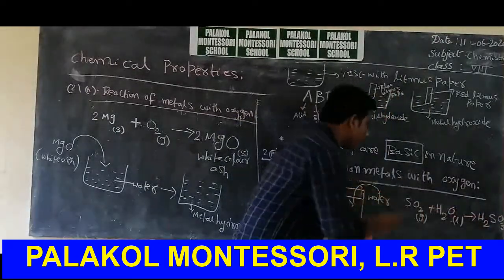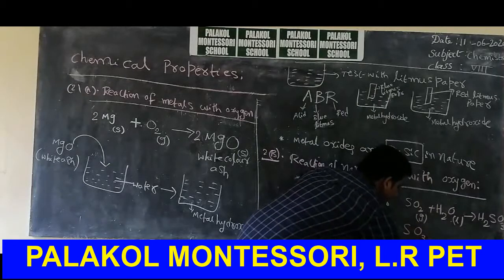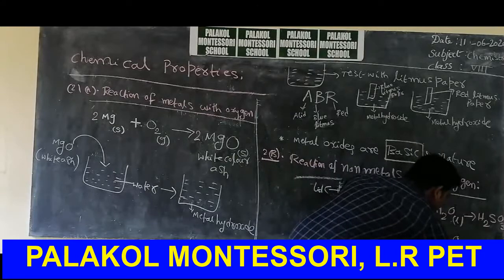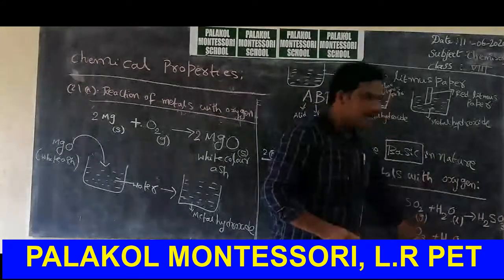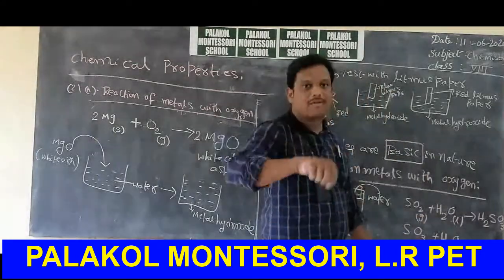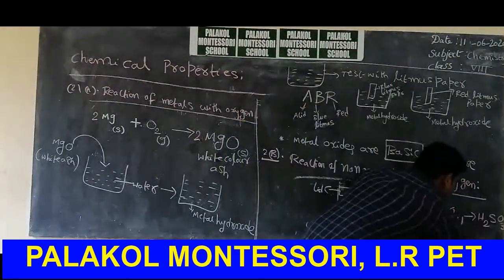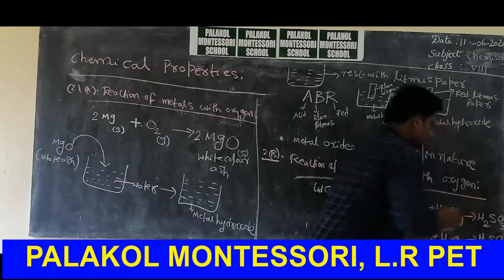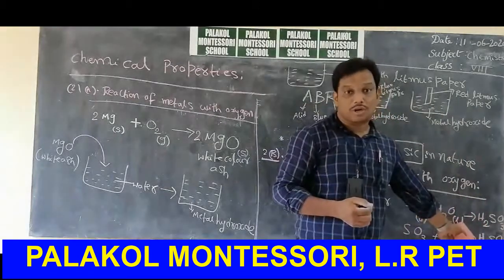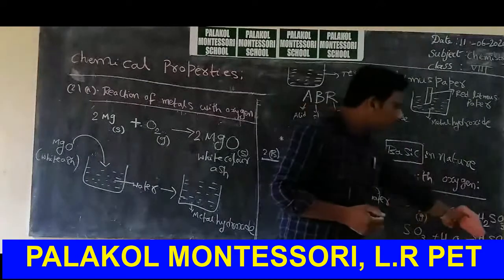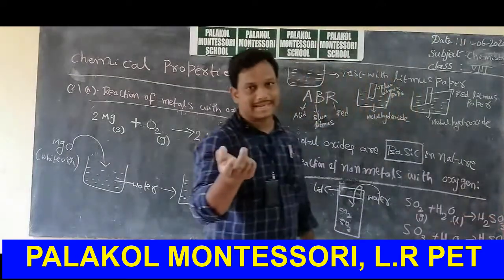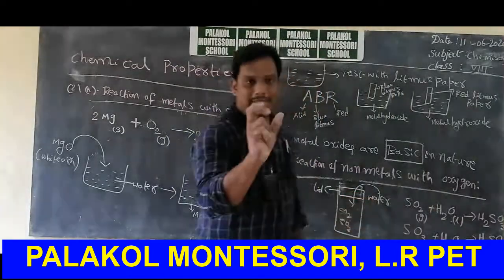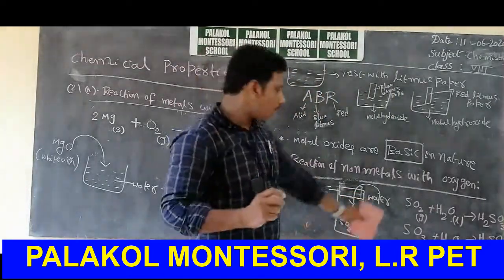Again, when sulfur trioxide reacts with water, sulfur trioxide is a gas, water is a liquid. When sulfur trioxide dissolves in water, it forms sulfuric acid, H2SO4. It is sulfuric acid, H2SO4, and sulfurous acid, H2SO3. Both are acids. That means what we concluded, that when a non-metal reacts with oxygen, it forms non-metal oxide.